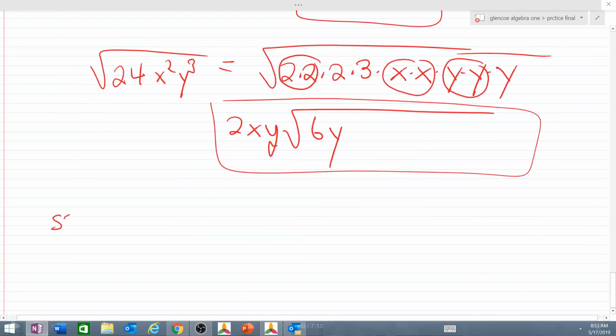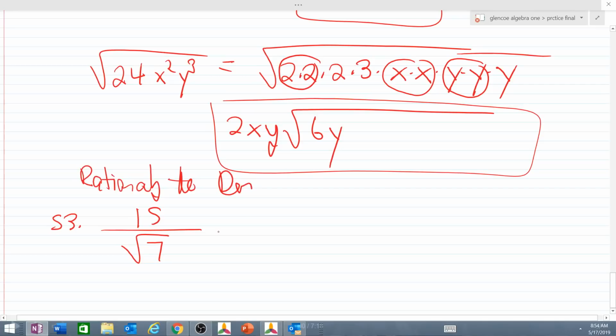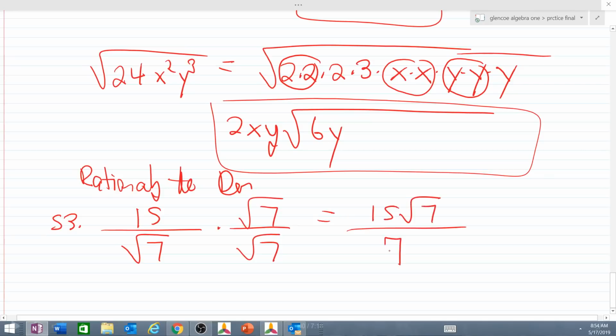53. You are never, ever, ever, ever allowed to leave a radical in the denominator. This is called rationalizing the denominator. To rationalize the denominator, you multiply top and bottom by radical 7, and you get 15 radical 7 over 7. Caution right here.